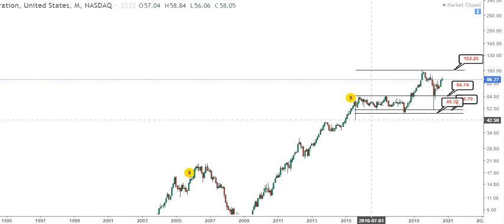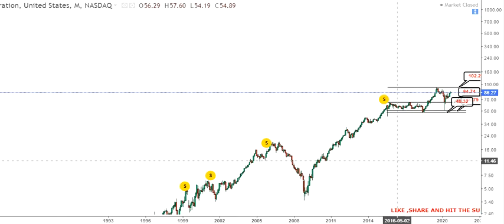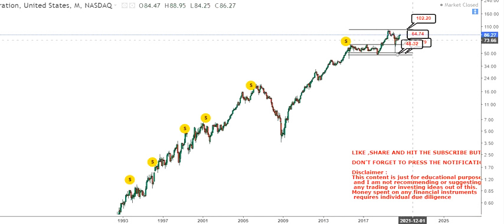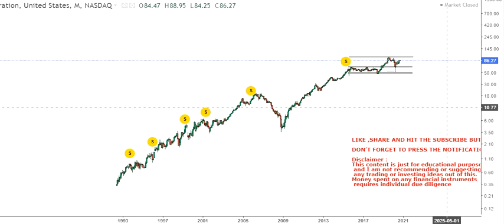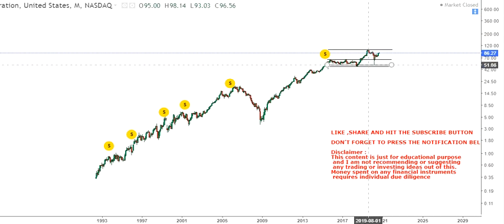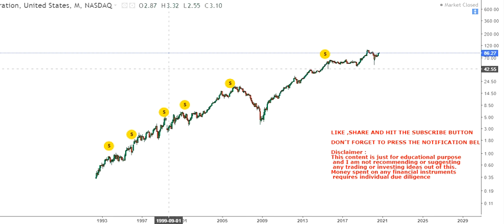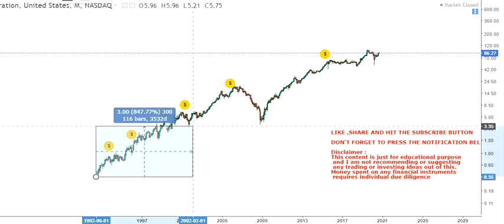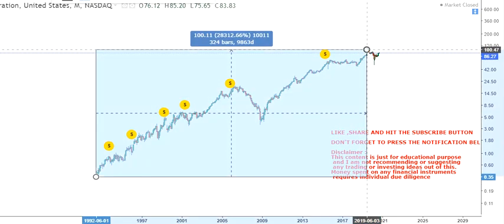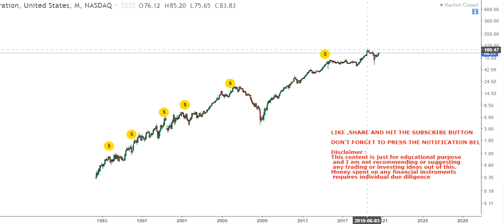Now, let me zoom out the chart and clear these things so that you are able to see. Now look at this chart and look at the trend. I'm removing the timing markers, and if you want, you can go back and check it out. If you're holding this stock since 1992-93, it has given you a return of 28,000%, which is phenomenal over a period of time.